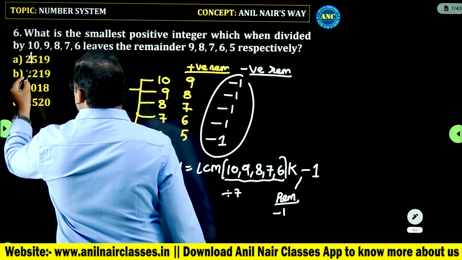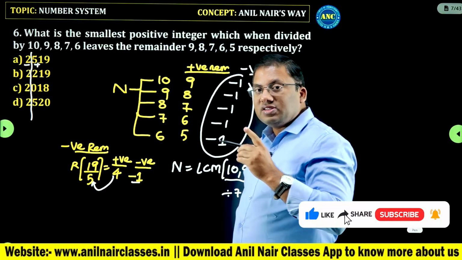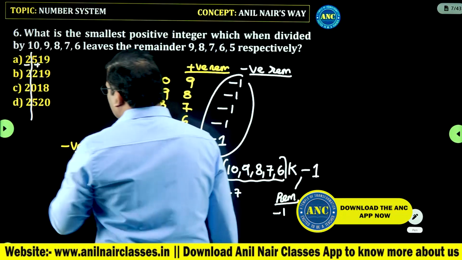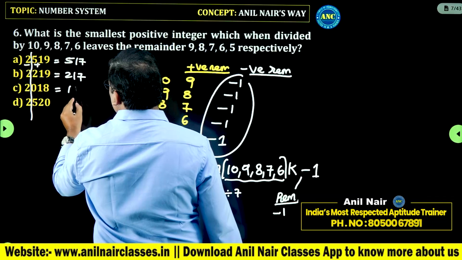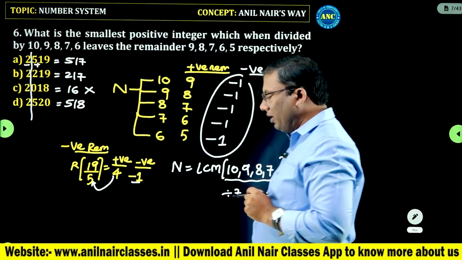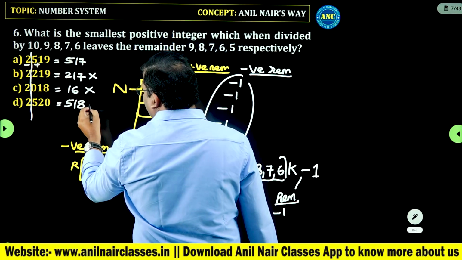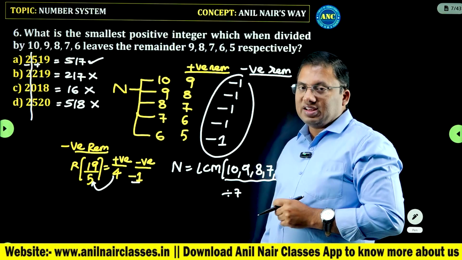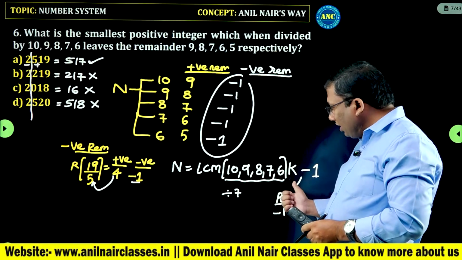The divisibility rule for 7 is: start from the rightmost, take groups of 3 digits alternately plus and minus. 519 minus 2, 517. 219 minus 2, 217. 18 minus 2, 16. 520 minus 2, 518. 7 twos are 14, positive remainder 2, not possible. 7 threes are 21, also not possible. 7 sevens are 49, 28, not possible. 7 fours are 28, negative remainder minus 1. The answer, when divided by 7, should give negative remainder minus 1.